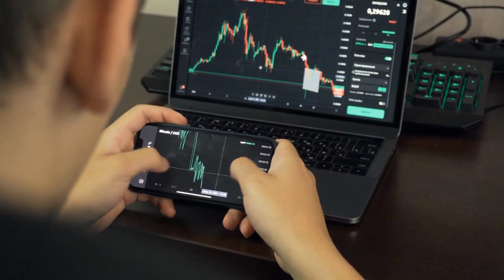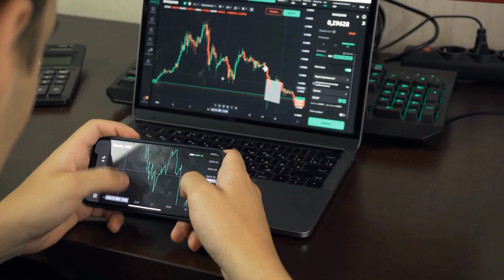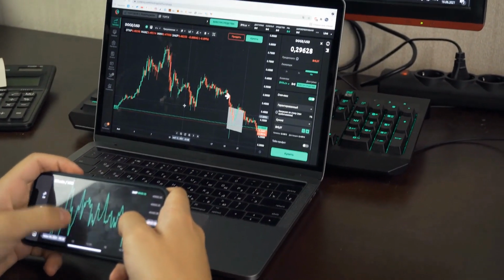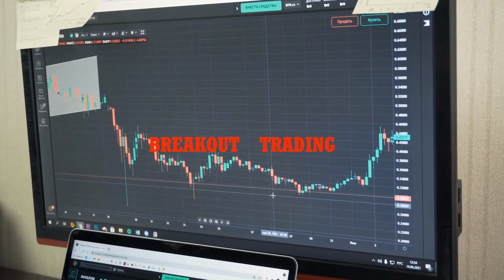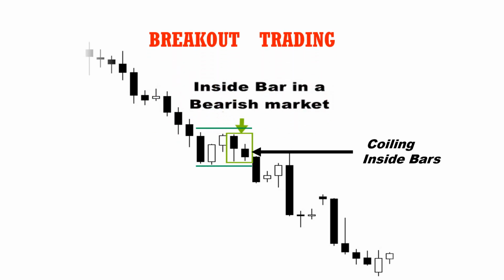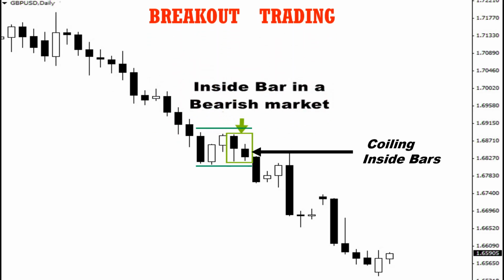There are many different ways to trade the inside bar strategy in Forex trading. Here are a few of the most common. Breakout trading. This is the most common way to trade inside bars. The idea is to wait for the inside bar to break out of the range of the previous bar, and then enter a trade in the direction of the breakout.